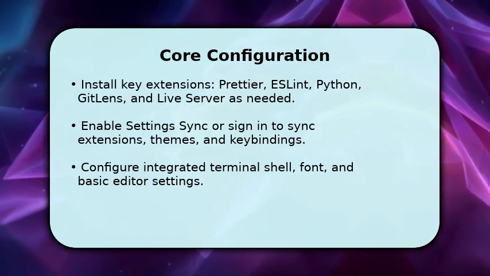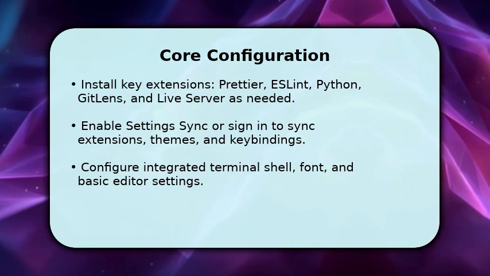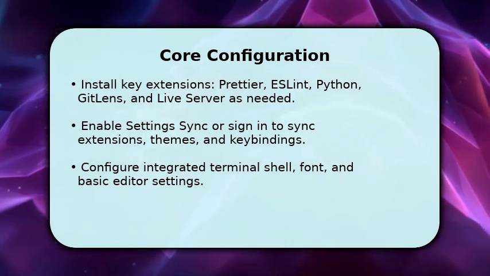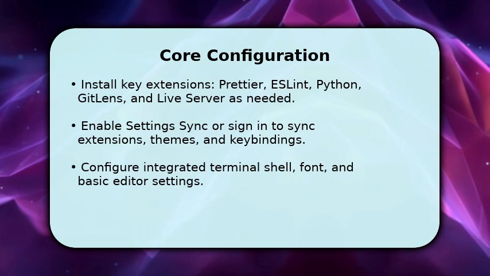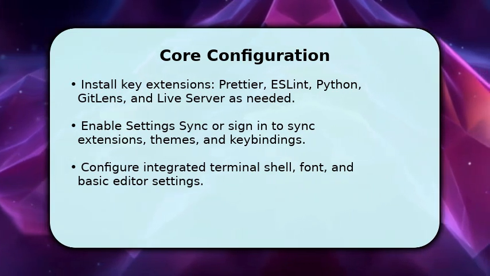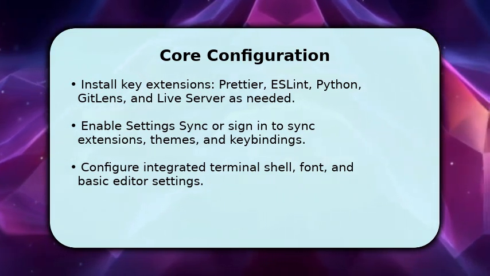Then, open Preferences to set the integrated terminal shell, choose a comfortable font size, and set core editor options like tab size and format on save. These choices reduce friction as you code.